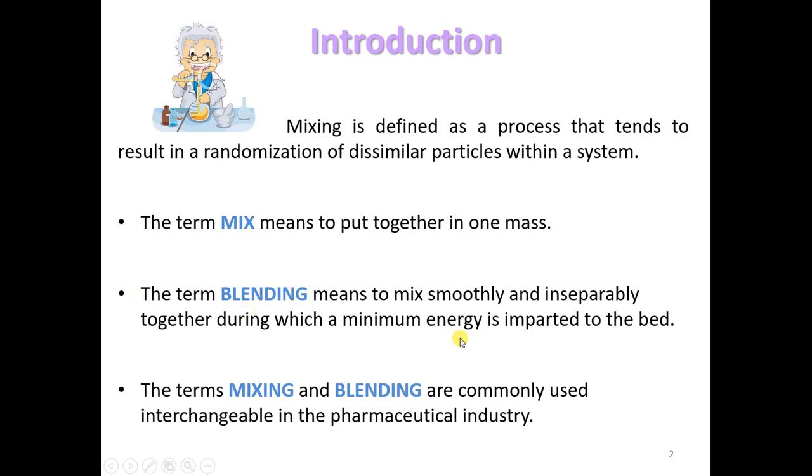Or the term blending means to mix smoothly, to mix smoothly and inseparably together, during which a minimum energy is imparted to the bed. The terms mixing and blending are commonly used interchangeably in the pharmaceutical industries.